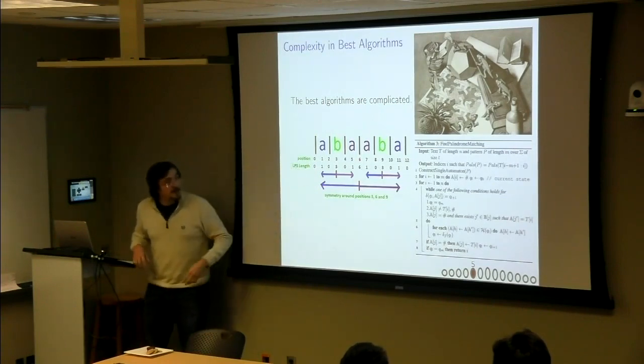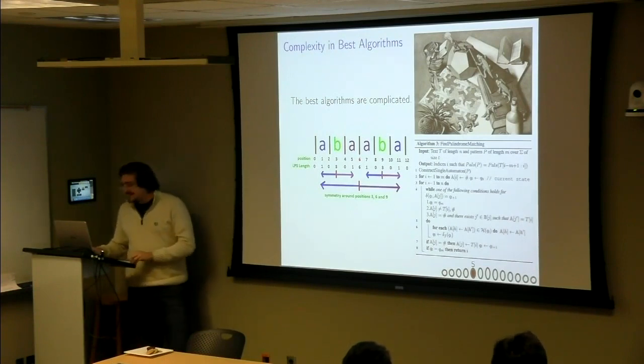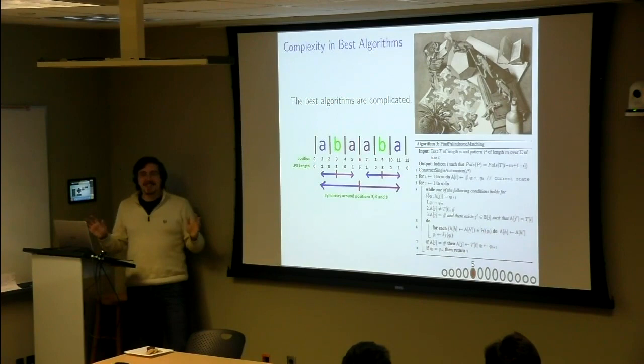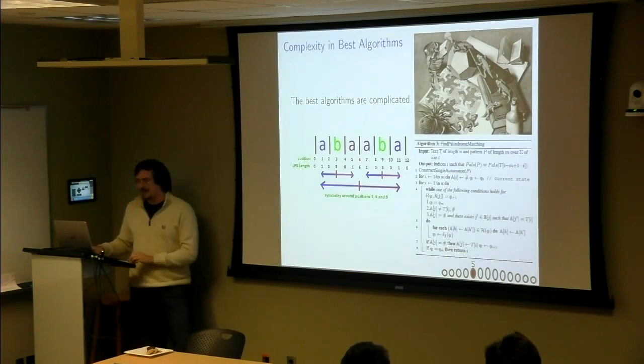The code there is unrelated to palindromes. That's just to make it look complicated. But complicated things happen, and the best algorithms don't have a simple heuristic to them.